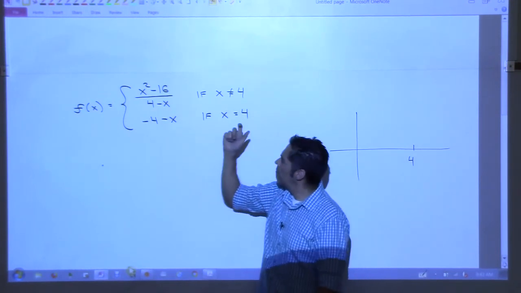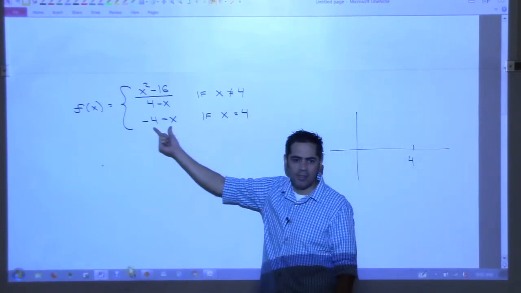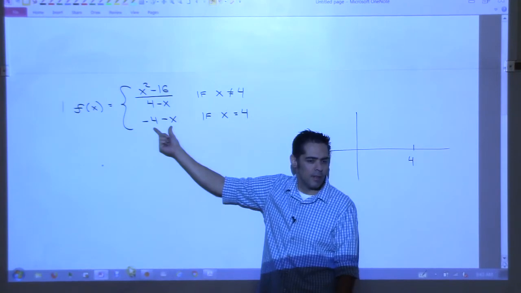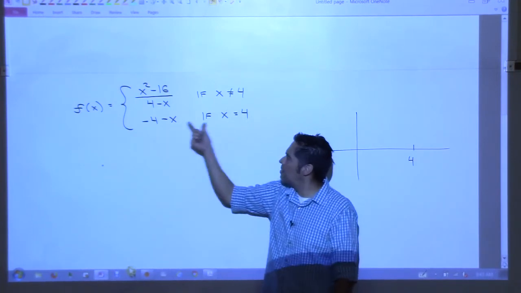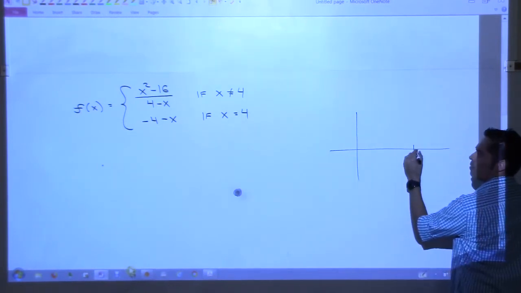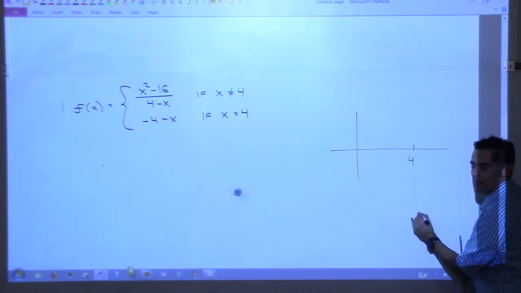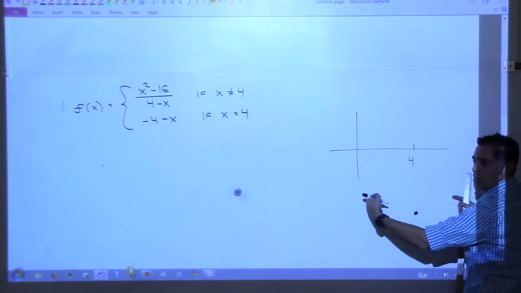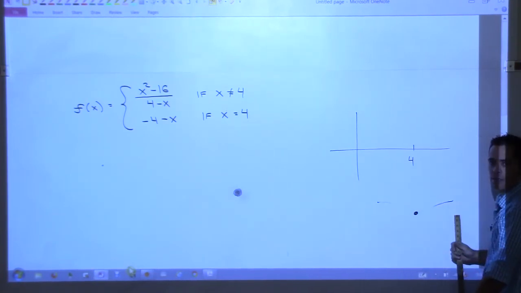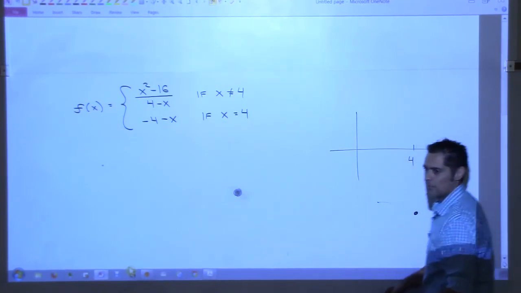Okay? What about at 4? At 4, I'm in this piece, and this is just a line, isn't it? Now it's kind of weird because it's a line, but it's only defined at one point, x equals 4. So tell me, when I plug in 4, what do I get? Negative 8, right? So negative 8 down here. So I have a single point down here. The question is, does that rational function come into this point or not? Do y'all see what I'm saying? And we don't know. We have to actually do the work.